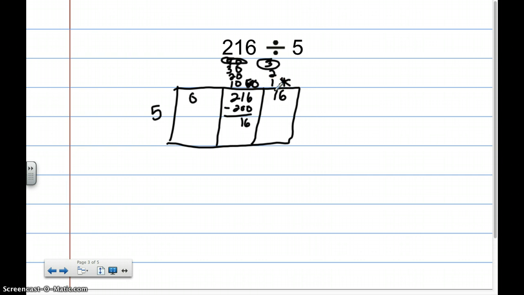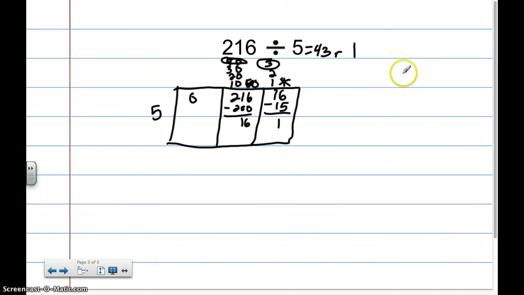So I have 16 minus 15. Well, that gives me 1. Well, what is this 1 called? It's a remainder. As long as this number is smaller than this number, you are done. So I'm going to take the 40 plus the 3, the numbers on the top, and that's going to give me 43. So my answer is 43 with a remainder of 1.